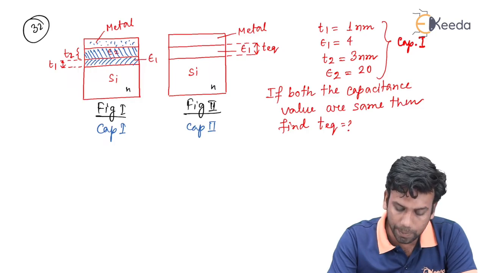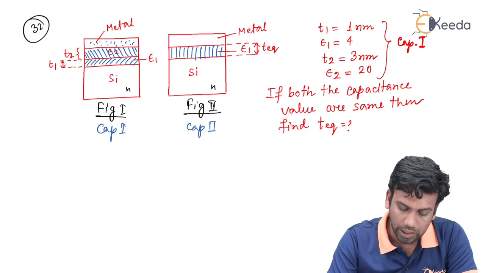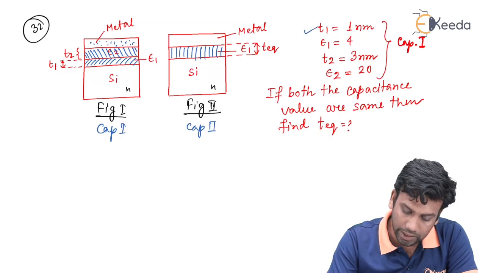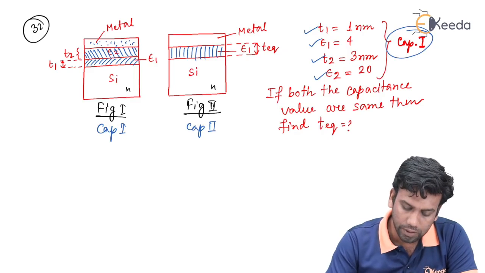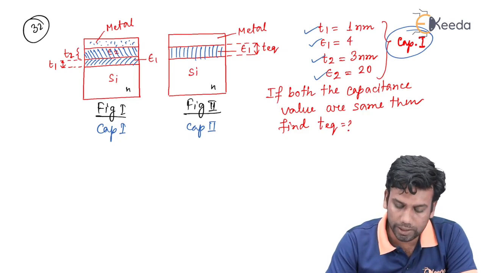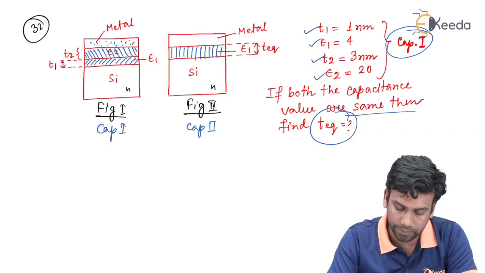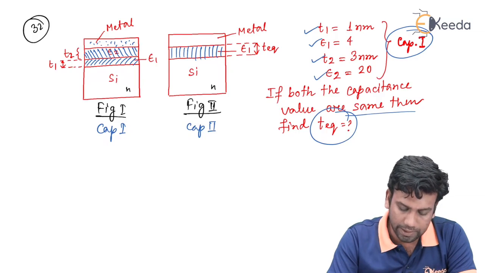Now in capacitor 2 only one dielectric is there, of thickness T equivalent, and metal. T1 is given as 1 nanometer, epsilon 1 is 4, T2 is 3 nanometer, epsilon 2 is 20 for capacitor 1. If both capacitance 1 and capacitance 2 are the same, find the value of T equivalent. In this case we can see it is a MOS capacitor with an N substrate.